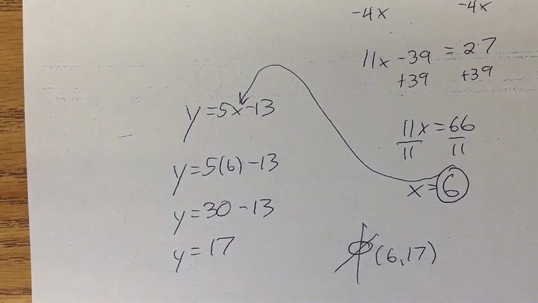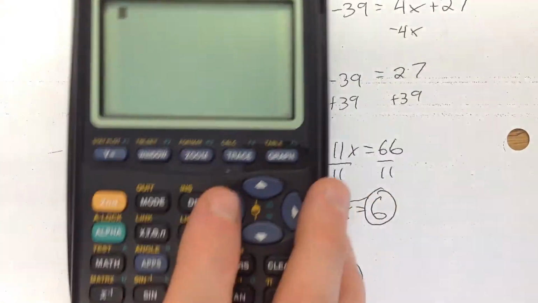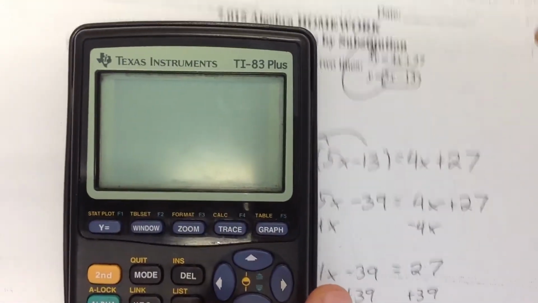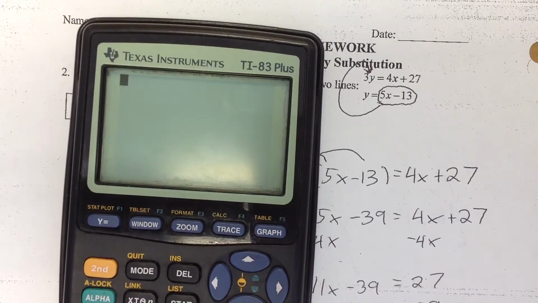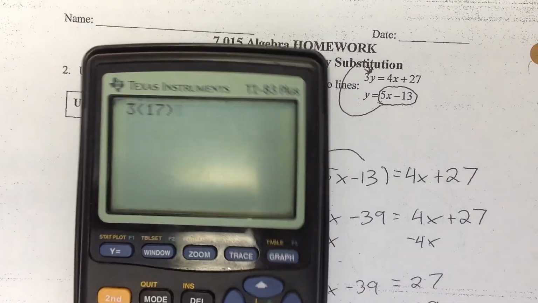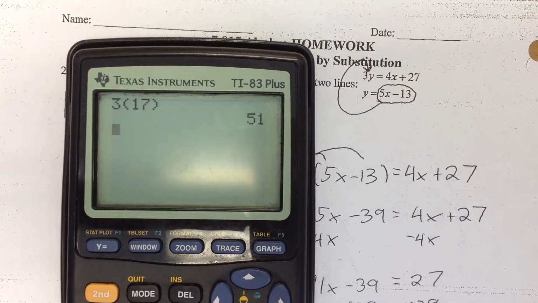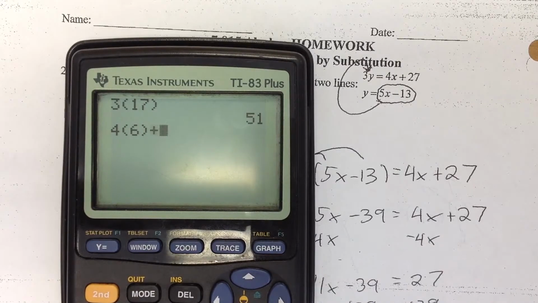And again, if you want to check this one, the y's aren't by themselves, so this is one that we might just check by plugging in. But if we look at the top one, all right, we've got 3y equals 4x plus 27. So 3 times 17, because 17 was our y, is 51. And then we're also going to plug in for our x. So 4 times 6, because that was our x, plus 27. And you're seeing that we get 51 and 51, so that's good.